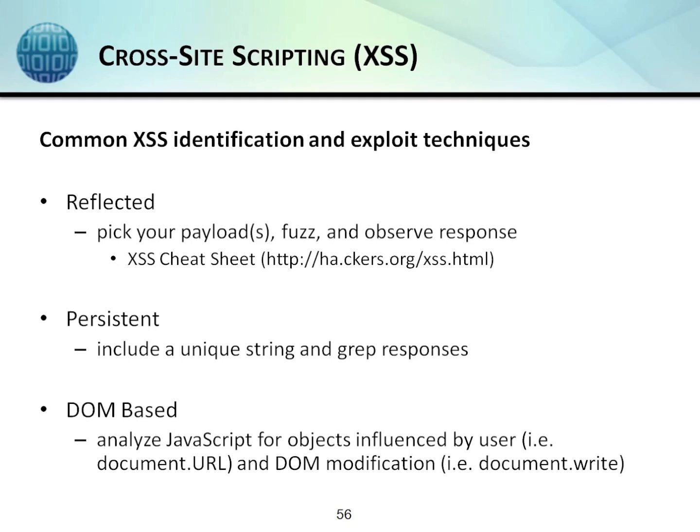And then for DOM-based, to identify these are a little trickier. Scanners are not very good at identifying these, so this is more of a manual effort. Because this actually happens in client-side JavaScript code, you might actually just analyze the JavaScript and look for functions that are used to retrieve user input, such as document.url, and then look for functions that output it, such as document.write, and then sort of trace the input to the output.